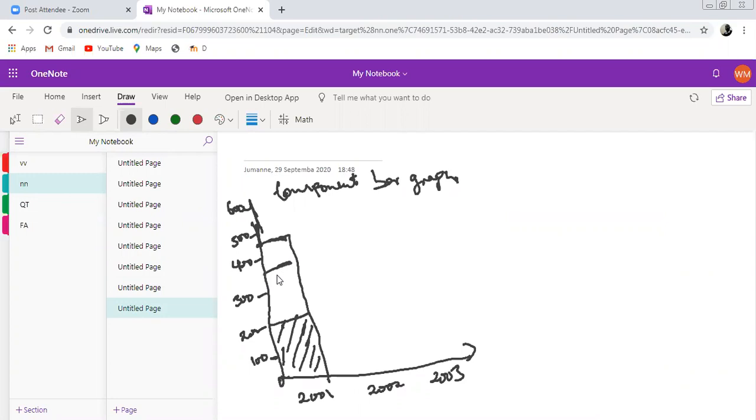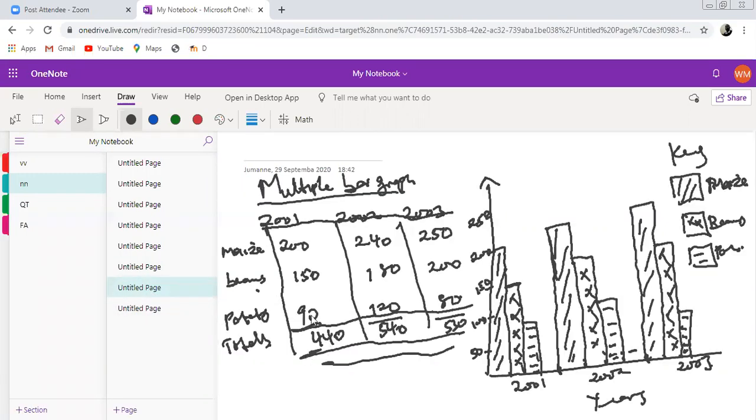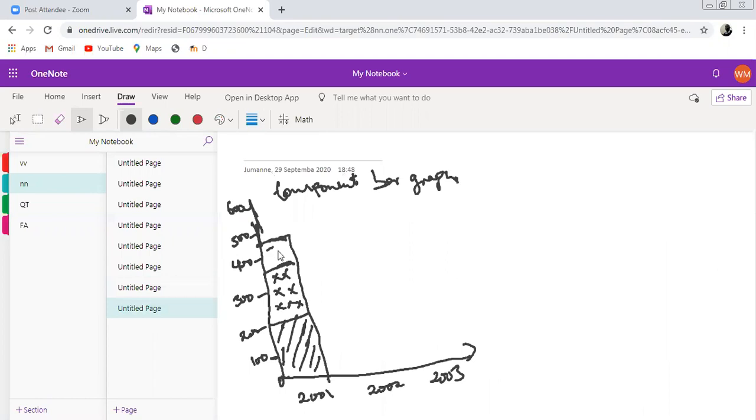You come here and you shade. That is the component that is presenting the beans. And now from 350 to the total, 440, it is actually 90, which is now presenting the potatoes. So you will come here and you shade, you say this is the component for potatoes. They are all going to be in one bar, but that bar you subdivide into components, and that's why it is known as the component bar graph.